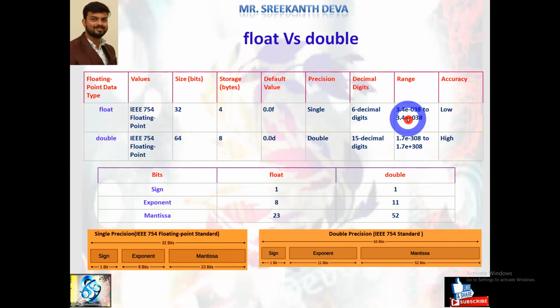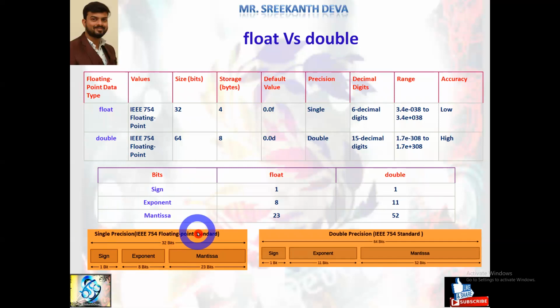The range for float is 3.4e minus 38 to 3.4e plus 38. In case of double, it is 1.7e minus 308 to 1.7e plus 308. Float accuracy is low comparatively to double. Double accuracy is high comparatively to float.